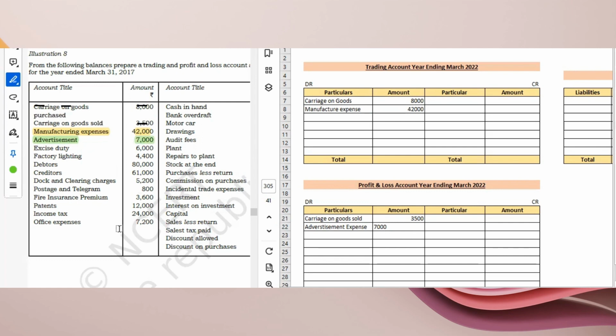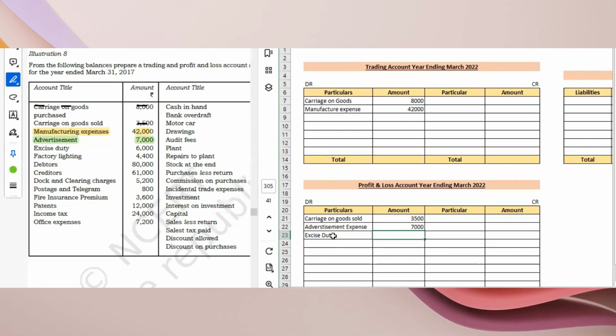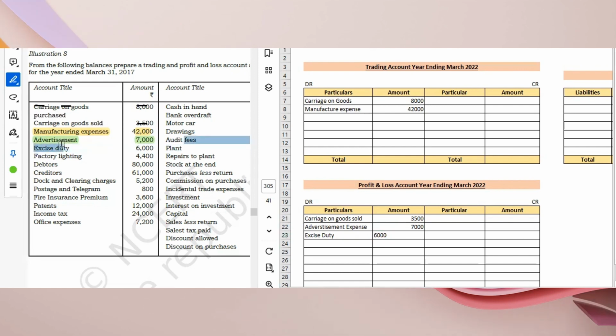So for the next item, excise, 6,000, it is basically an operating expense. We put it in a green column.